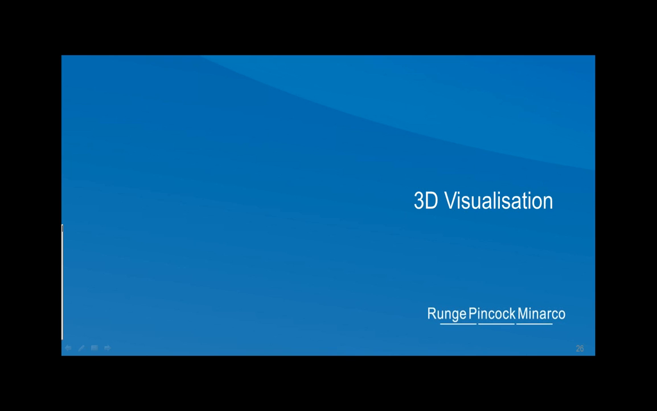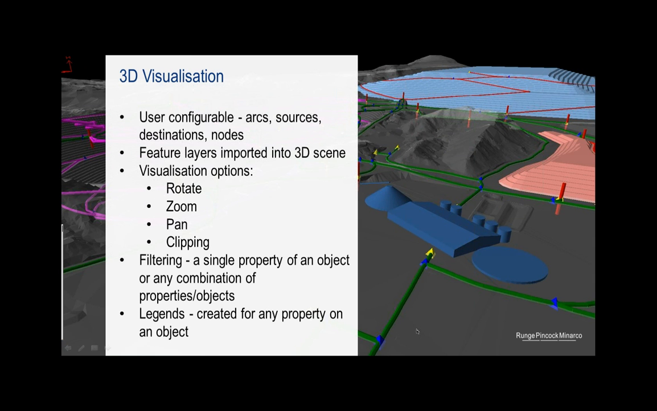3D visualisation. So this is a really nice aspect of HAULNET. It allows some very good 3D visualisation of the entire mine. Again, it's completely user configurable, so you can make the arcs, the sources, destinations, and nodes look any which way you'd like. You can import feature layers to create a true 3D scene. So this is just an import feature layer from your design package, so it can come in as either a DXF or at the moment a Vulkan 00T file.